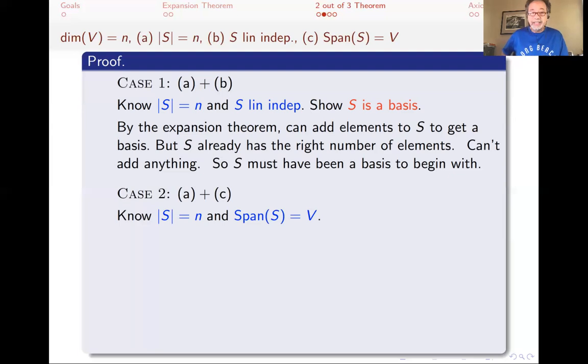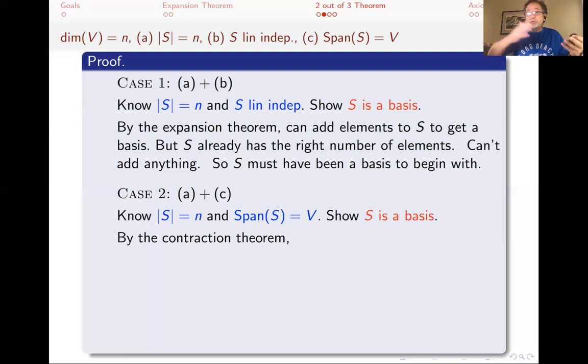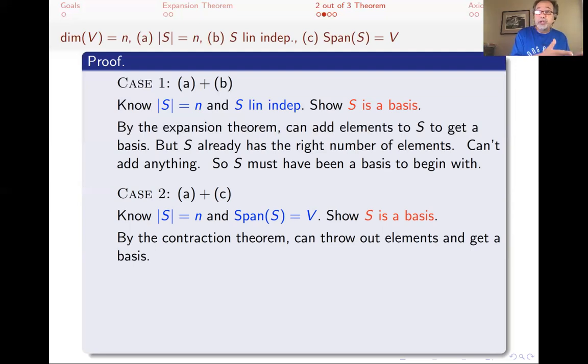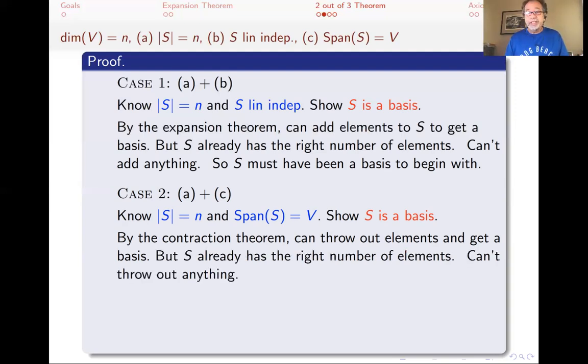So you have a set with n elements and the span is V, and you want to show again that's a basis. This time by the contraction theorem, you start with your spanning set, you go through it, you throw away anything that's a linear combination of the ones before, and you get a basis. But how many are you going to throw out? Well, you can't throw out anything because again, the set has the right size. If you throw out anything, you'll get a set of smaller size, and a set of smaller size can't be a basis because all bases have the same size. Again, we can't throw out anything, and that means that S itself must have been a basis.